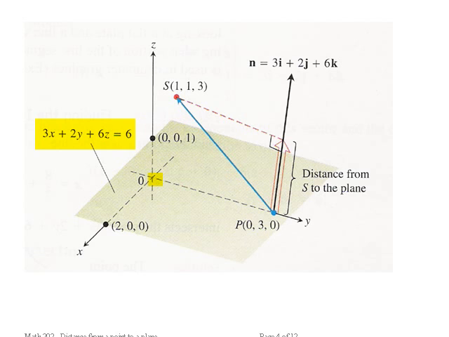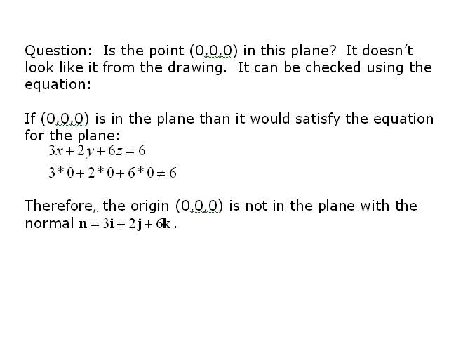You put the coordinates of the point that you want to check, which in this case would be 0, 0, 0, into this equation, and you see if it works. So here's the question: is the point 0, 0, 0 in this plane? If 0, 0, 0, the origin, is in the plane, it would satisfy the equation for the plane. So I'm going to substitute x of 0, y of 0, z of 0 into this equation.